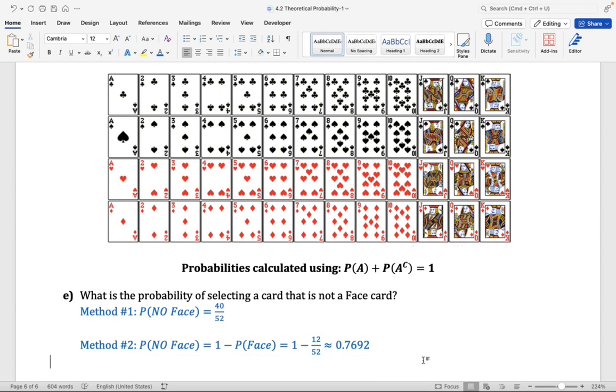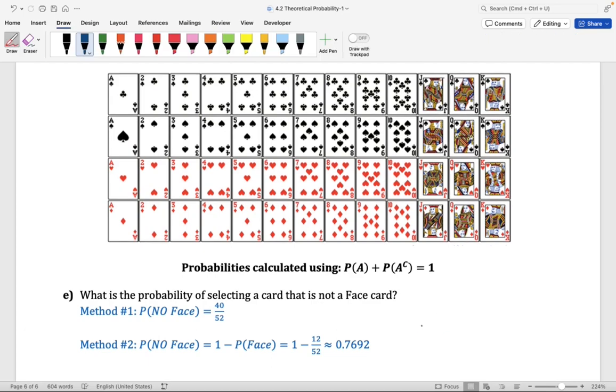Again, I told you that I was going to show you examples where you could use the complement rule. You don't have to, but you could use it. Here, what I used was the probability of the complement of A is equal to 1 minus the probability of A. Here, A is the event of selecting a face card. The complement is the event of selecting a card that does not have a face.